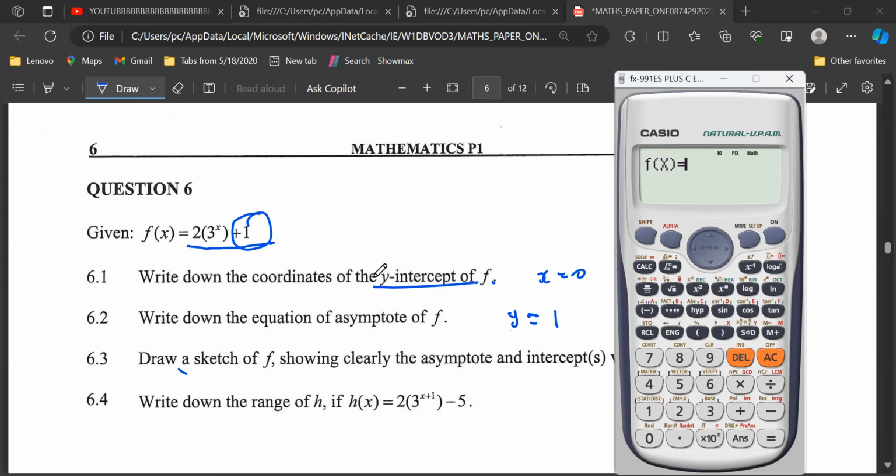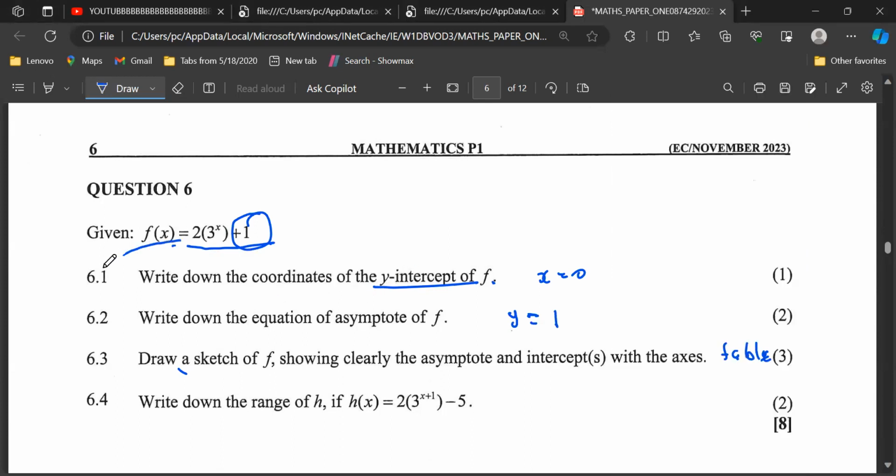As long as you still, you can't run away from the fact that even if they just said draw, the question started by saying draw the sketch, you still need to get the x-intercept and the y-intercept. If you know the shape of the graph, then the table gives you the shape. So if we have to draw, we do that.